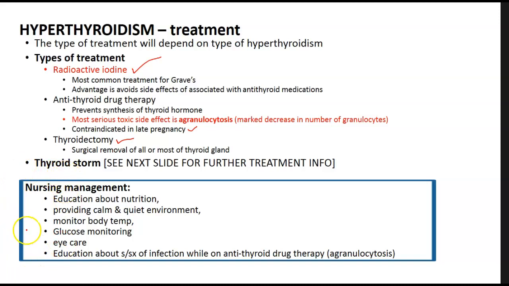I'm going to talk a little bit more about thyroid storm on the next slide. But in terms of basic patient care: nutrition, like I said, provide a calm environment, watch their body temp, glucose monitoring, because it can kind of run the liver into the ground, eye care, especially with the exophthalmos, and education about signs and symptoms of infection while on antithyroid drug therapy. And we'll talk about some of the antithyroid drugs on the next slide in terms of thyroid storm.